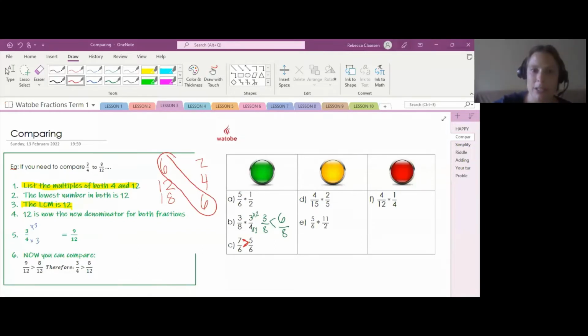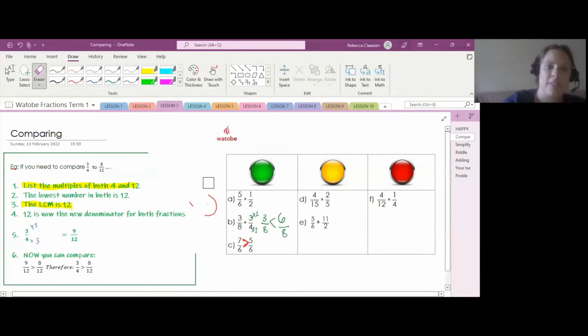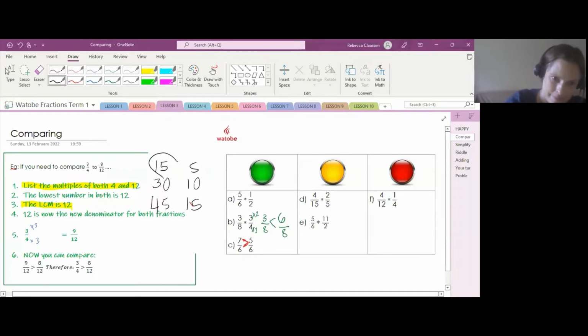Who was doing D for me? Me, ma'am. Okay, let's hear it. Ma'am, so first we write down multiples of 15, which is 15, 30, and 45. Then we write down the multiples of 5, which is 5, 10, and 15. The first number that is common is 15, ma'am. And to get to 15, we multiplied 5 times 3. So what we do to the bottom, we do to the top. So the answer will be 6/15.